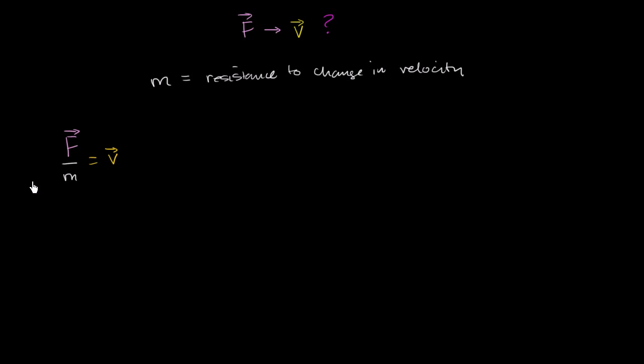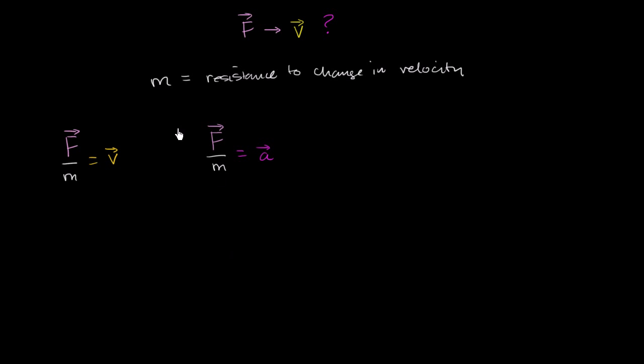So that's one possibility. The other possibility is I can take my force, my unbalanced force, and maybe I can divide it by this quantity m that's associated with any given object, which is resistance to change in velocity. But that doesn't give me the velocity vector. Maybe that gives me an acceleration vector. Maybe that actually gives me the rate of change of velocity. And the rate of change of velocity is going to go in the same direction of the force. The magnitude of the acceleration is going to be proportional to the magnitude of the force. And maybe it'll go in the same direction.